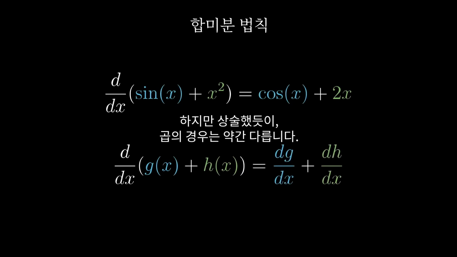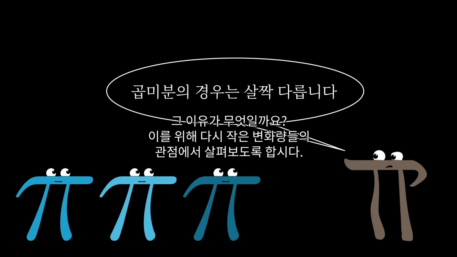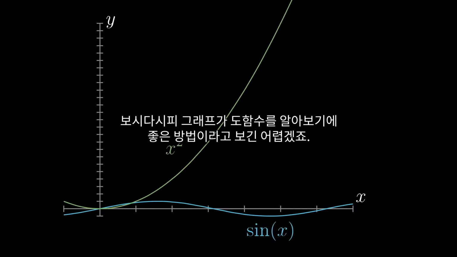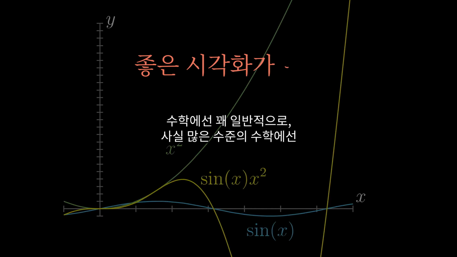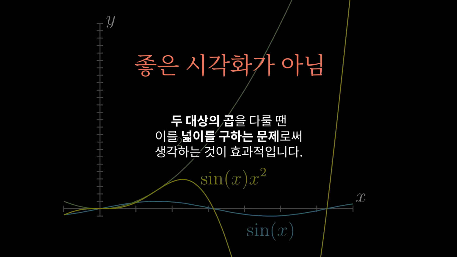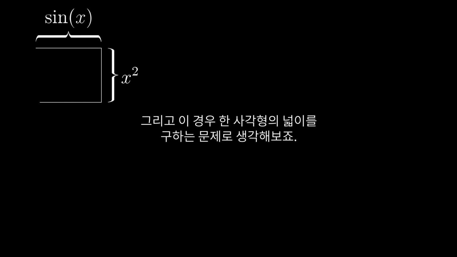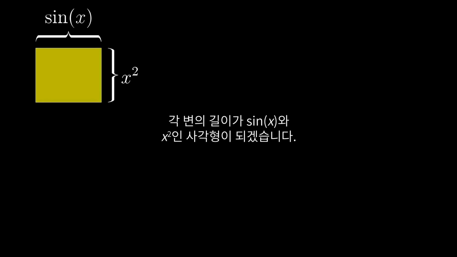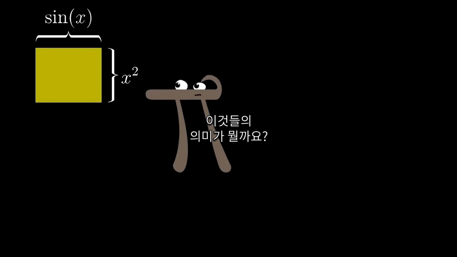But like I said, things are a bit different for products, and let's think through why in terms of tiny nudges again. In this case, I don't think graphs are our best bet for visualizing things. Pretty commonly in math, at a lot of levels of math really, if you're dealing with a product of two things, it helps to understand it as some kind of area. In this case, maybe you try to configure some mental setup of a box where the side lengths are sine of x and x squared. But what would that mean?